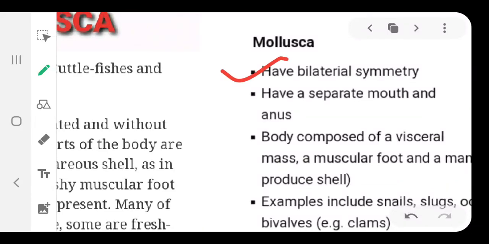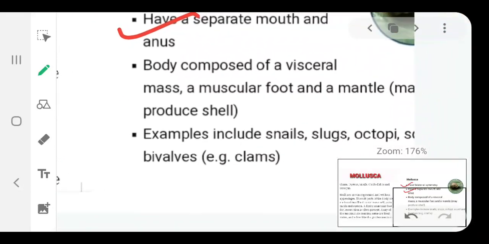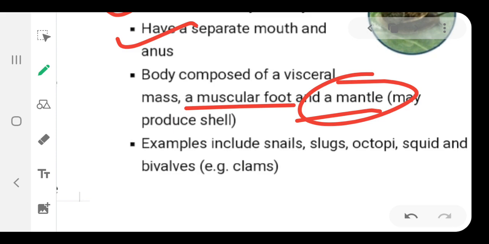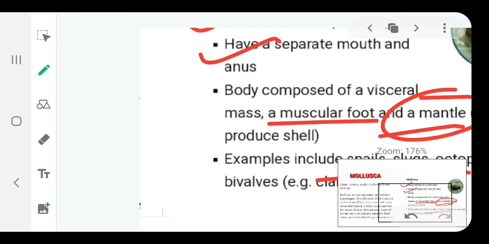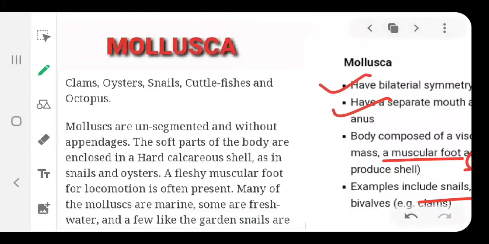Number one, they have a bilateral symmetry. You can see this word is coming approximately in each phylum. They have a separate opening for the mouth and for excretion, through the anal opening. Then the body consists of a visceral mass. So they have something called the muscular foot and a mantle. New word here, the mantle, that produces the shell, which is the covering of the body. Snails, octopus and squids are the examples that I have told you, and write them down again.